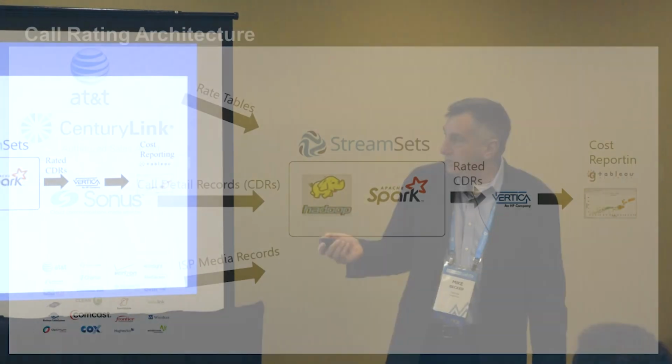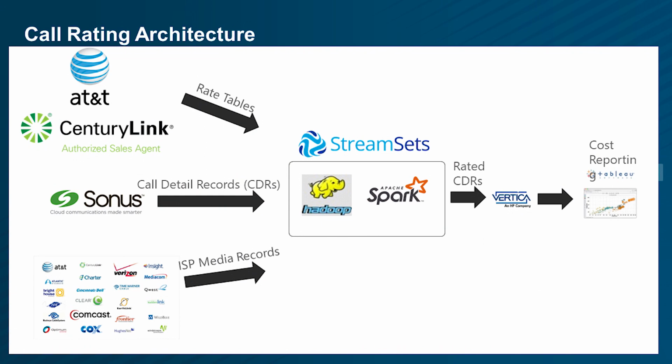And so this is what it looks like. You see we have our rate tables that we get from our providers, and then we have these call detail records, and then we have these ISP meter records. If you can remember, that's the ISP portion of the call. We land all those using Streamsets onto our Hadoop platform. We rate those CDRs based on the rate tables that we got from our provider. We push them onto Vertica, and then we have cost reporting.